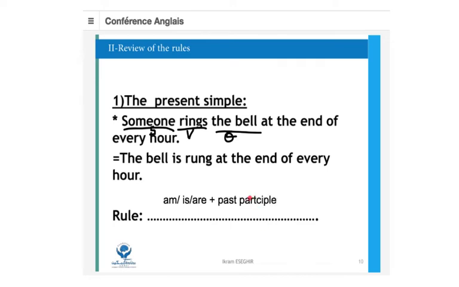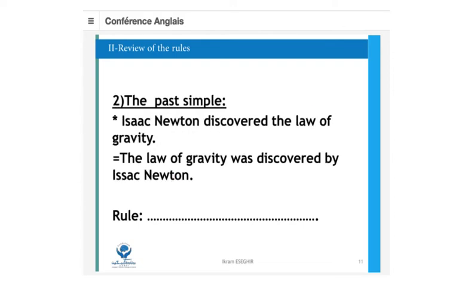Okay? So this is the rule for simple present. When you change, you get the bell is rung at the end of every hour. And because someone is not an important person, it means it doesn't refer to a specific person, we're not going to repeat it. So you have the bell is rung at the end of every hour. We move to rule number 2, which is the past simple.